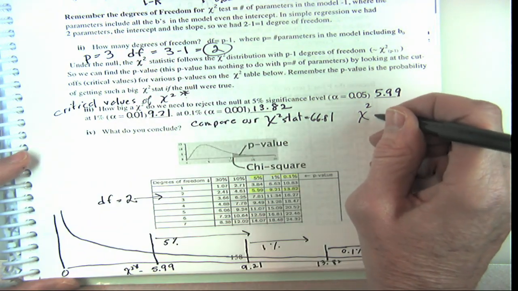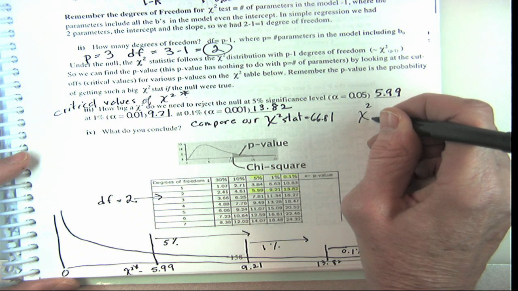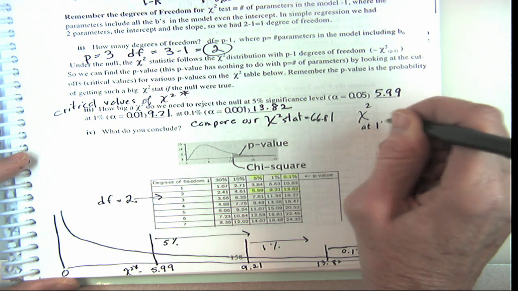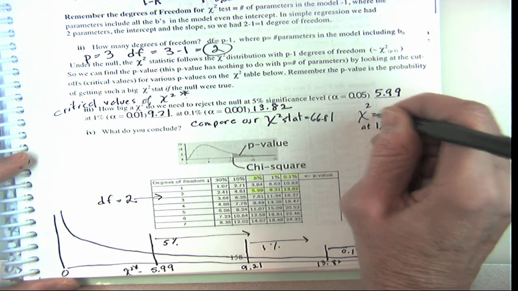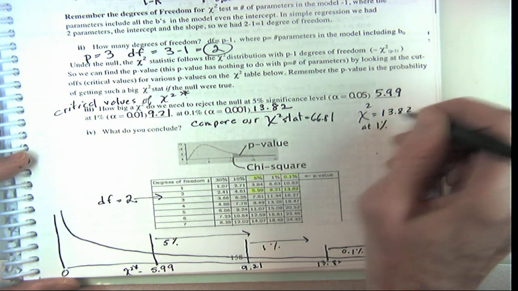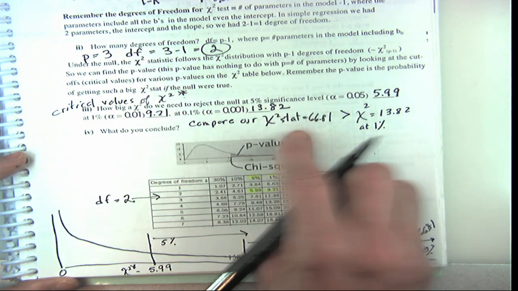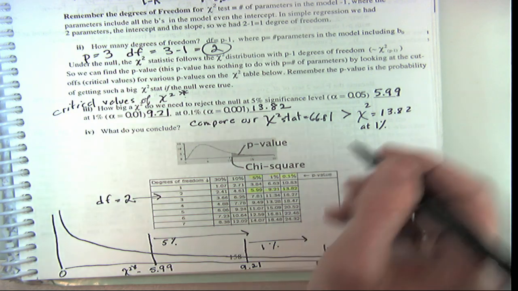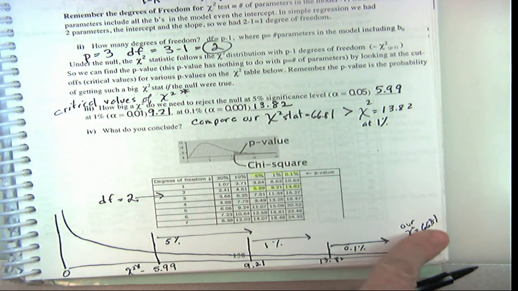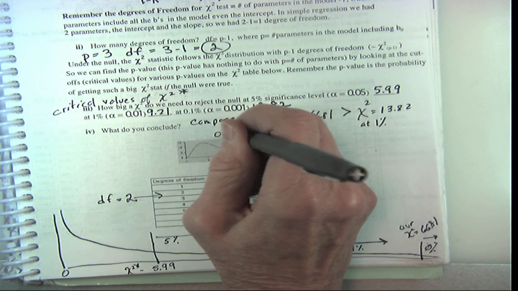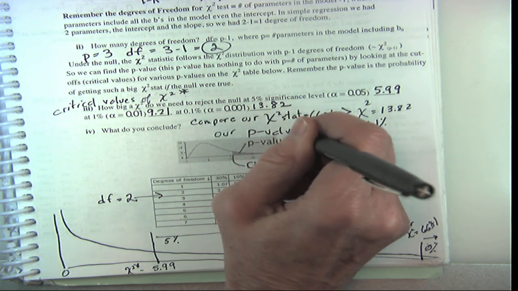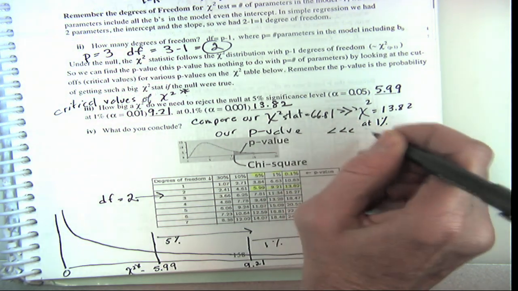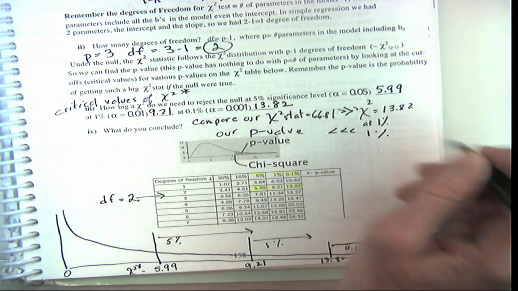So we can compare it to chi-squared at 1%, and that's going to be equal to 13.82. And ours is so much bigger. The bigger your test statistic, the smaller your p-value. So that means it's to the right here. There's less area. So our p-value is so much smaller than 1%.